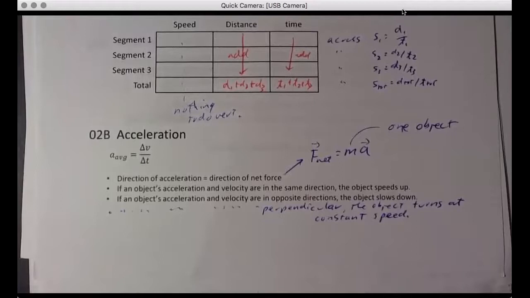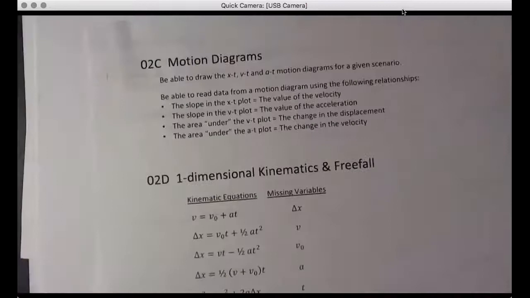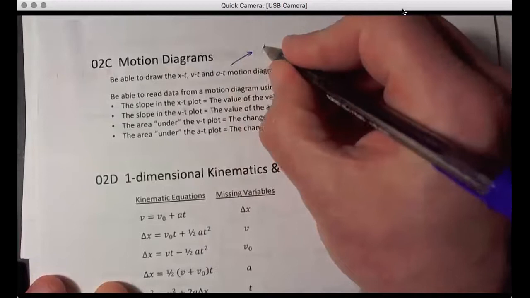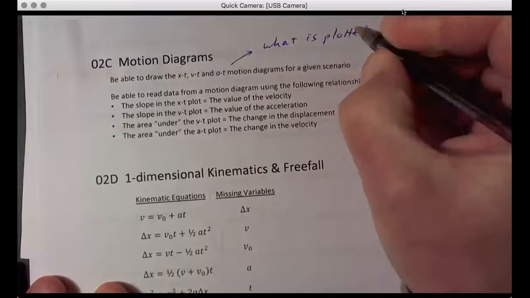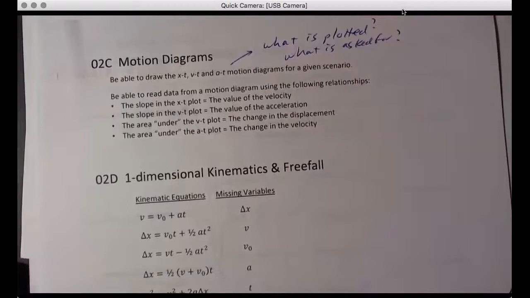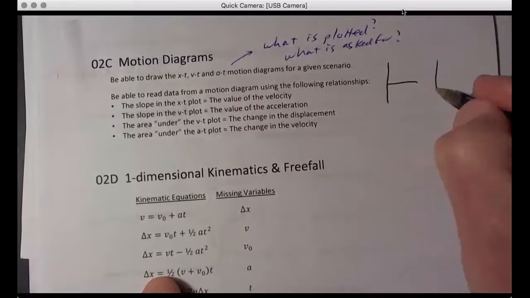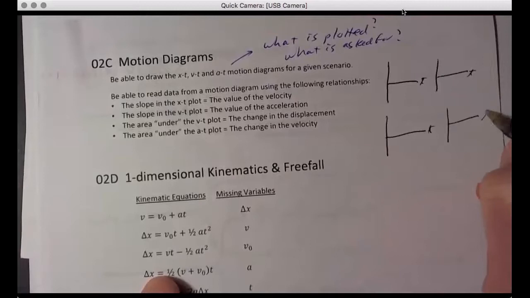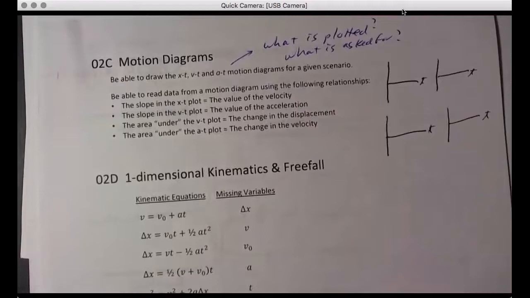Okay, so motion diagrams. The most important thing to keep in mind in a motion diagram is what is plotted against what, and what is asked for. These are the two questions when you see a bunch of curves. If I see a bunch of curves all against time, this applies to waves as well, because if you have time, you get a period, remember, in oscillations. And suppose we have these four things, and suppose there are curves on them that look like this.